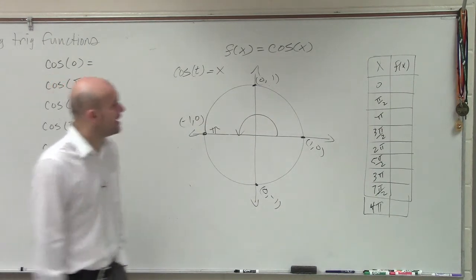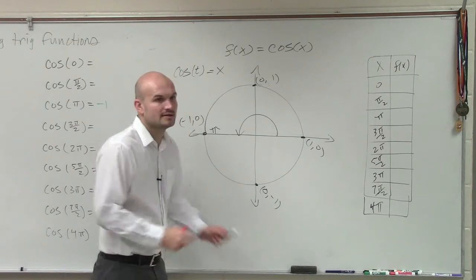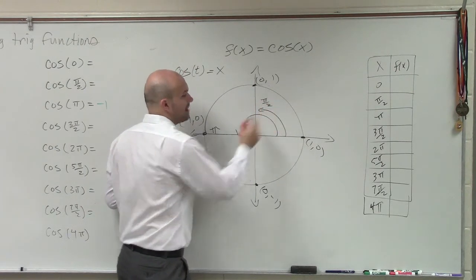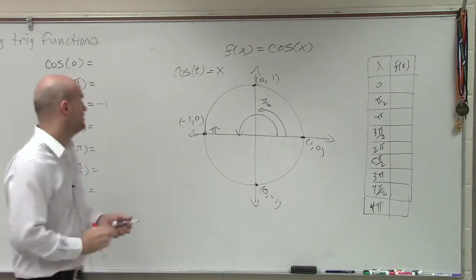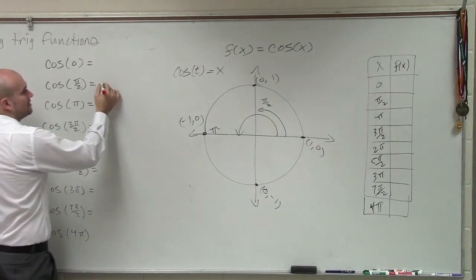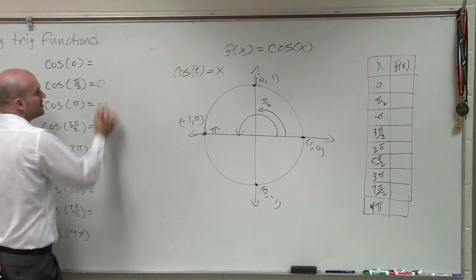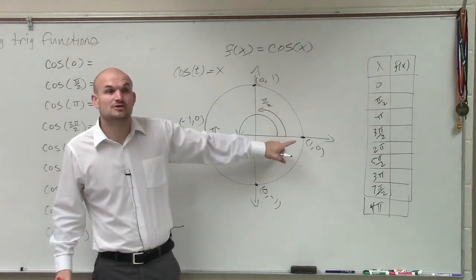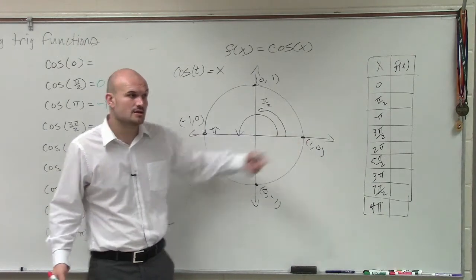OK. Now, if that's pi, then we know that over here is going to be pi halves, right? And we've already talked about this. So therefore, at pi halves, the x coordinate there is 0. And then let's go back even to cosine of 0. That means I haven't moved anywhere. So the cosine of 0, the x coordinate, is 1.